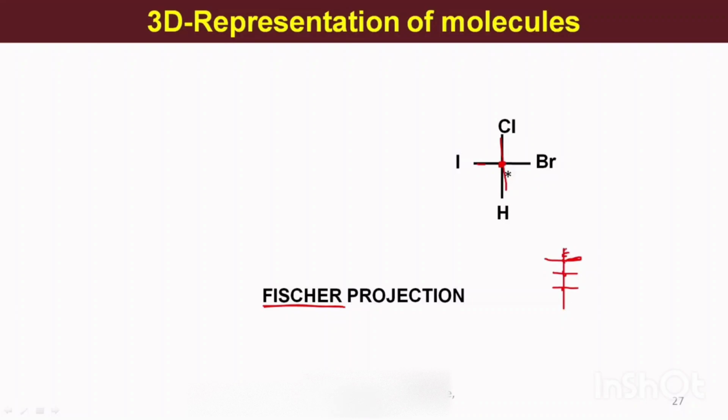So like this we have to use the Fischer projection formula. A Fischer projection formula is a convention used to depict a stereo formula in two-dimensional space without destroying the stereochemical information at chiral centers.